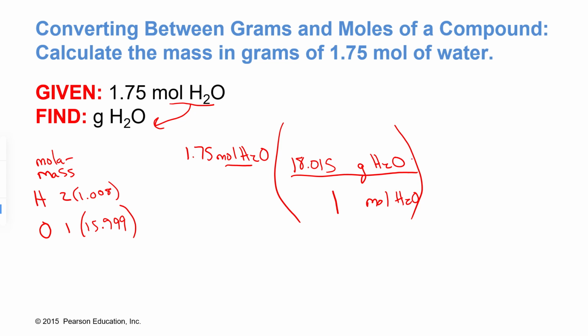So now we're going to multiply across the top, divide away the bottom. So we have 1.75 times 18.015. The 1 doesn't matter, so we have 31.5 grams.